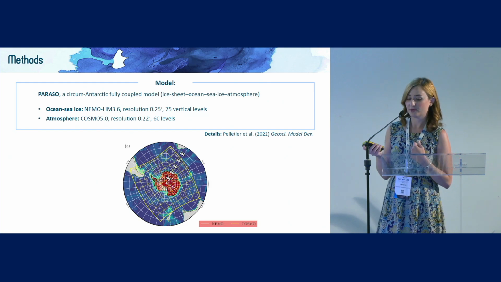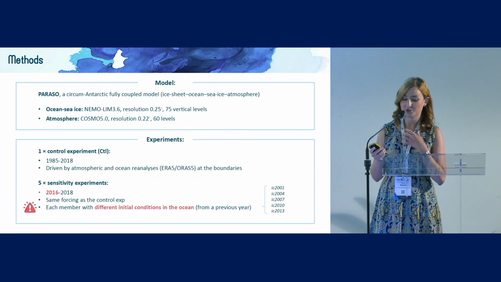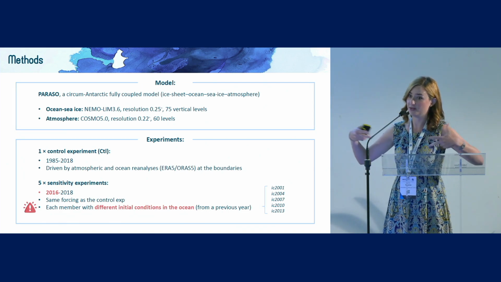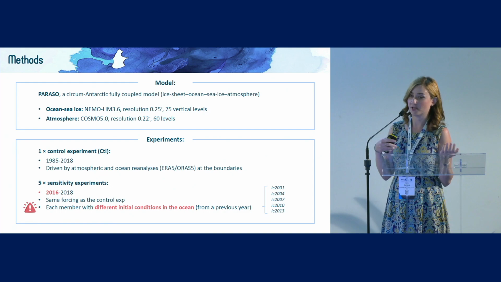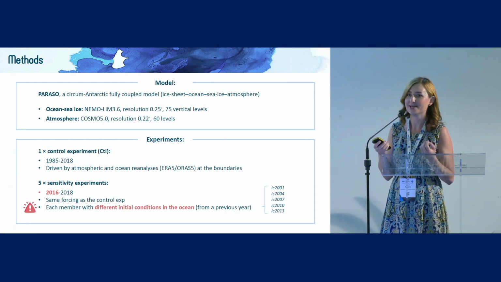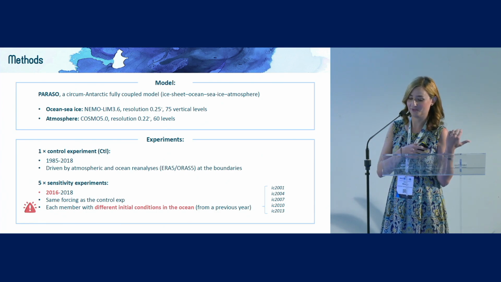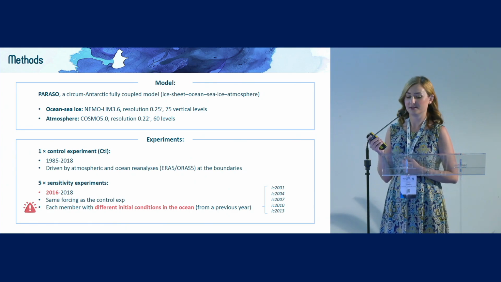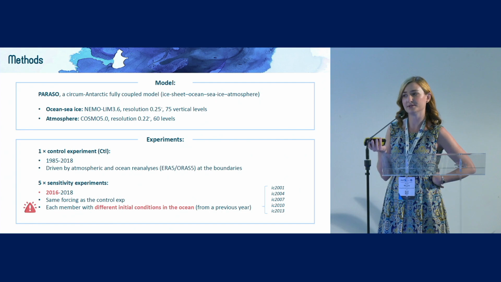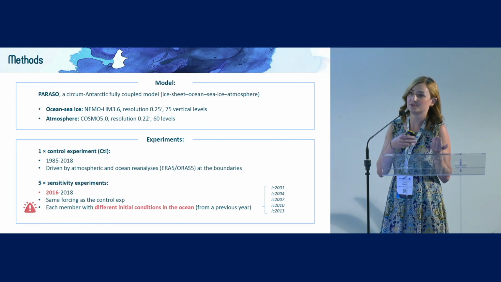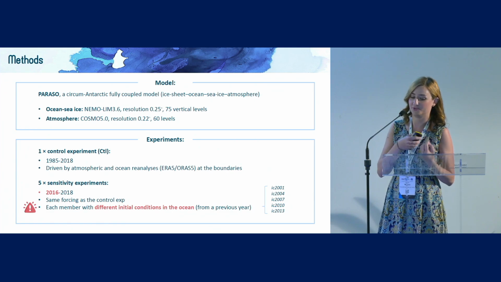And first of all, we ran a control simulation, so a long run, in which the model is forced at the boundaries of the domain with reanalysis in the ocean and in the atmosphere. So the idea is that inside the model can evolve freely, and if it's a good model, then we should see pretty much what is going on in the observations. And then we run 5 sensitivity experiments in which we rerun the model, but this time starting in 2016, so January 2016, a few months before the drop.